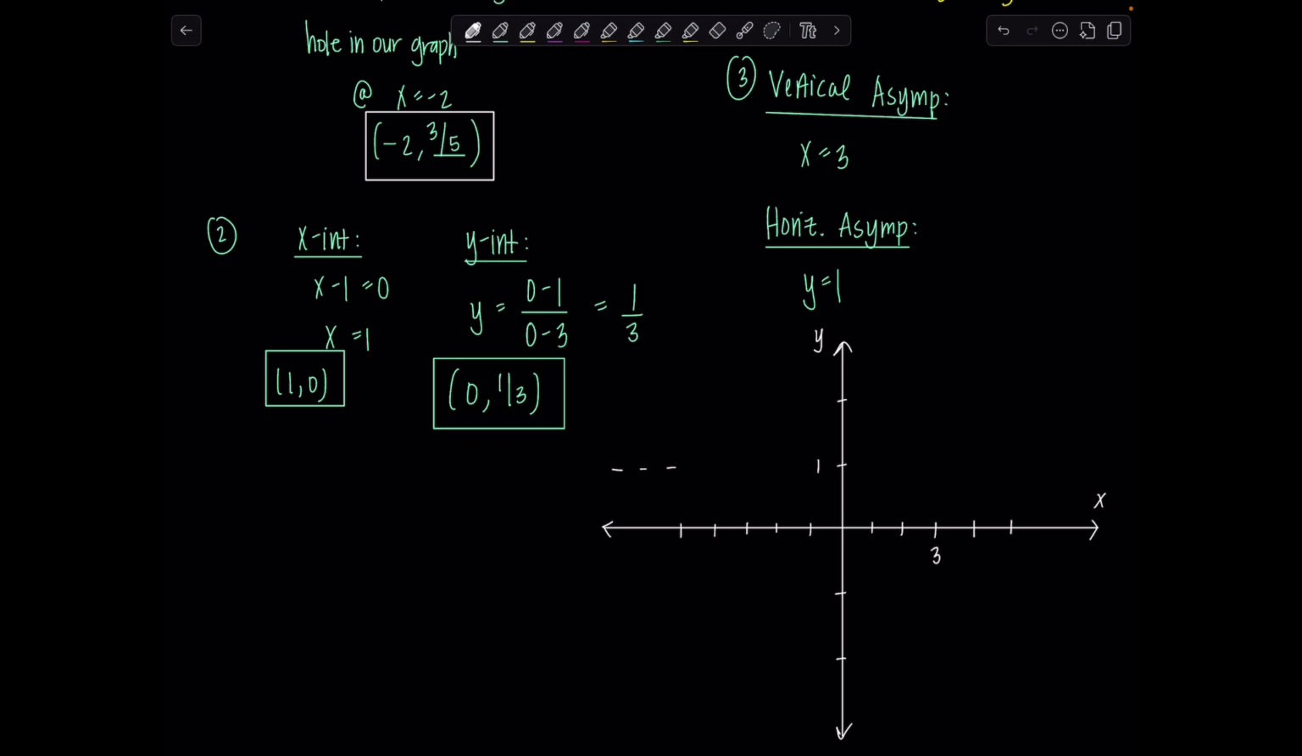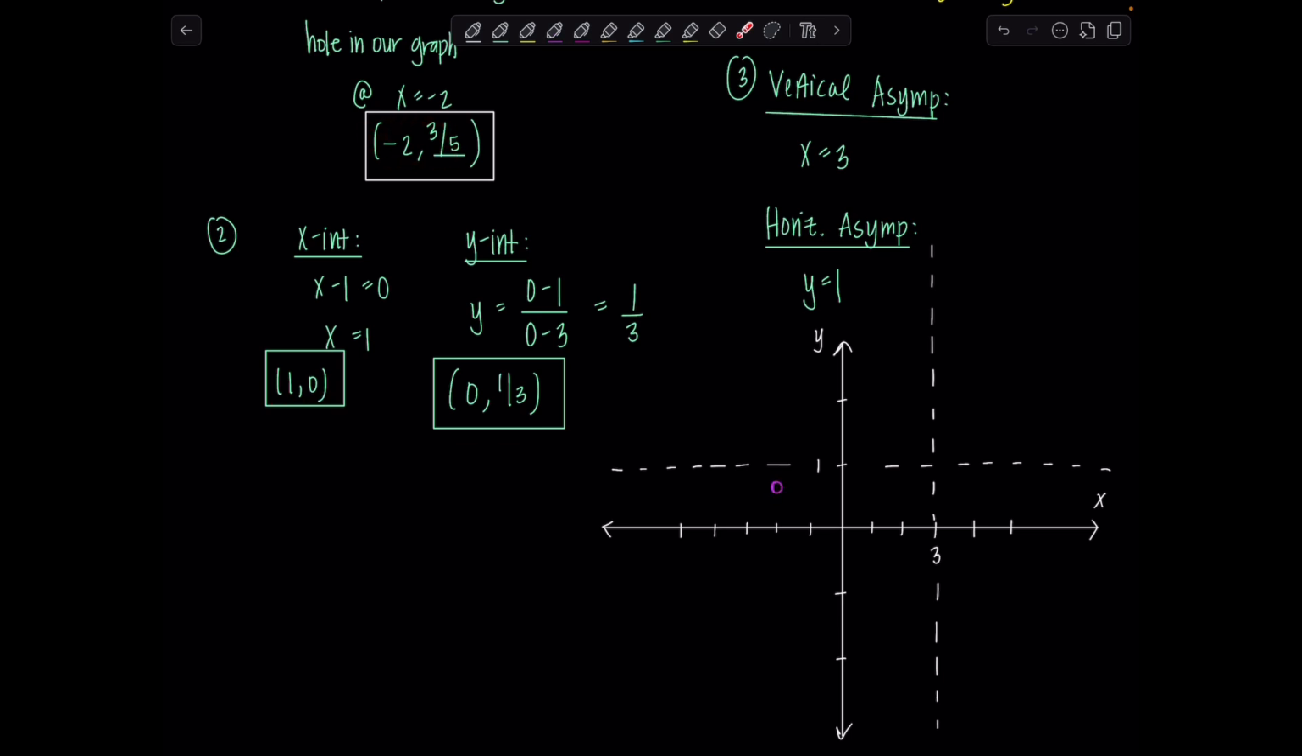So let's put our asymptotes in. Horizontal asymptote, y equals 1, coming in hot. X equals 3, vertical asymptote. Have you graphed anything with the hole before? It's quite fun. So we've got -2, 3/5, and I'm going to put an open circle. See, that's the hole. -2, 3/5.